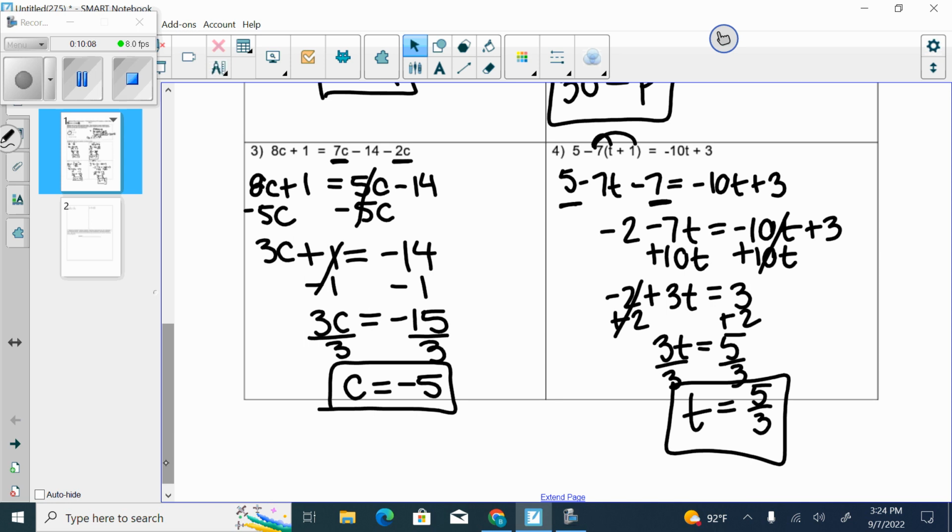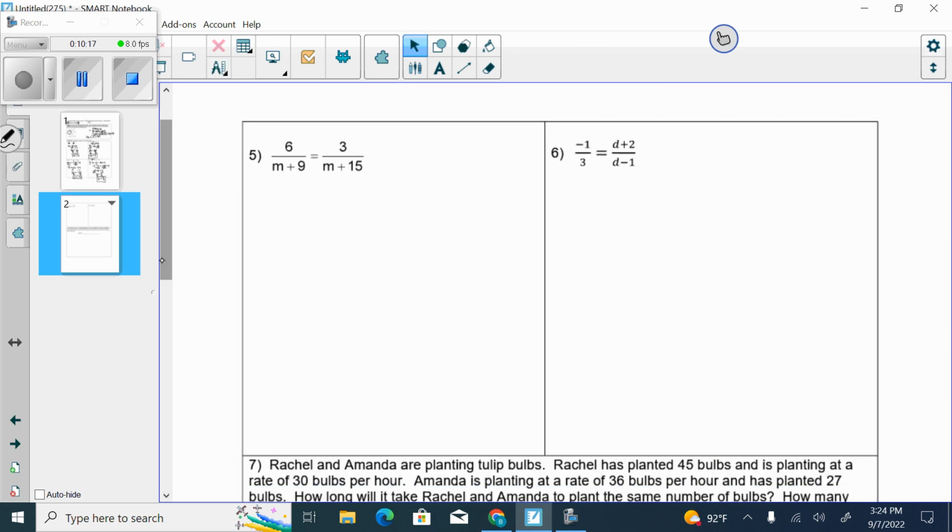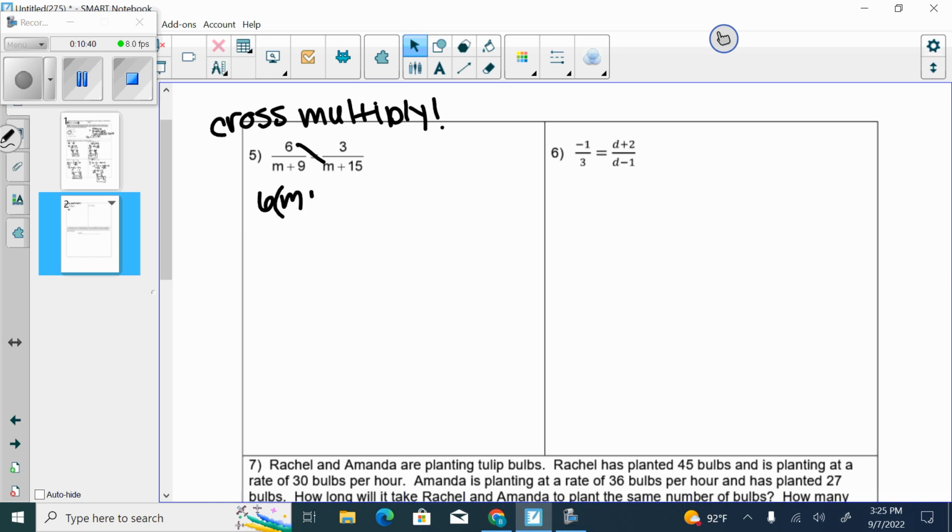Turn it over on the back, and we just got a few more examples to look at. Okay, number 5. So we actually had one like this. I believe it was on 1.4. Do you guys remember what we said we do when we have two fractions set equal to each other like this? Cross multiply. Very good. Okay, so I'm going to multiply this direction. So I would have 6 times all of this, m plus 15. And then the other direction, I'll have 3 times m plus 9.